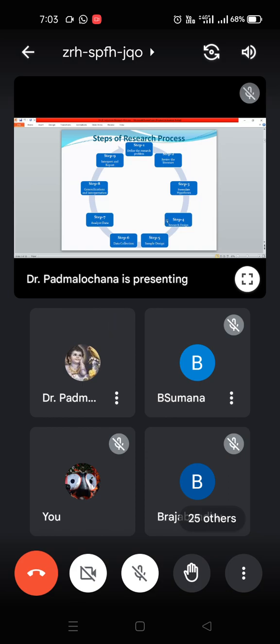Step number 2 is known as a review of literature. Step number 3 is that you have to formulate a hypothesis. Step number 4 is research design. Step number 5 is sampling. Step number 6 is data collection. Step number 7 is data analysis. And 8 and 9 are interpretation and report writing.